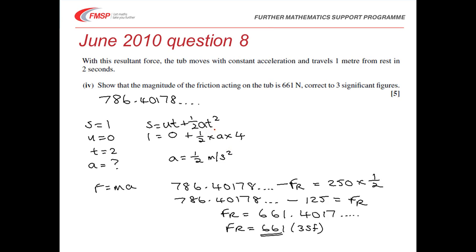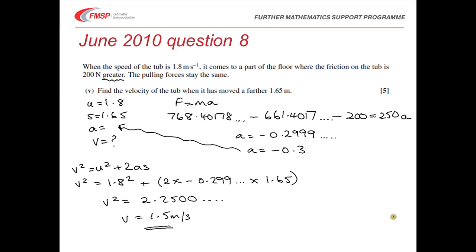Moving on to part 4, we get a method mark for attempting to use SUVAT, and for an accuracy for correctly getting down to a half. And then F equals MA, using this method resolving the forces, gets us a method mark and an accuracy mark for correctly substituting in your values. So your value of 786, for example. You then get the final 5th mark here. It's an explanation mark for correctly showing that your calculations do indeed round off to 661 to 3SF. So make sure you show that final step.